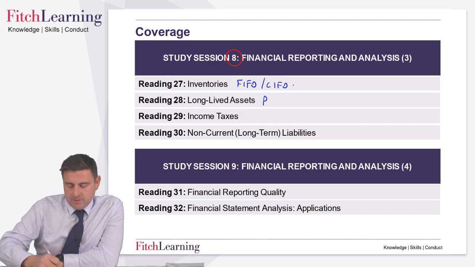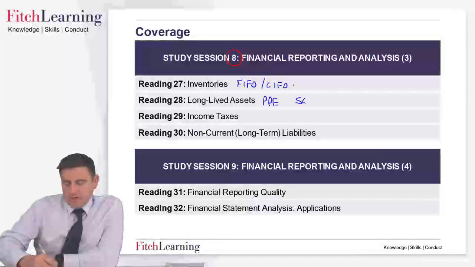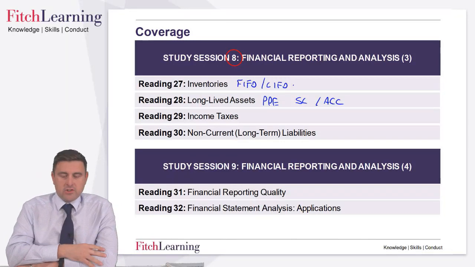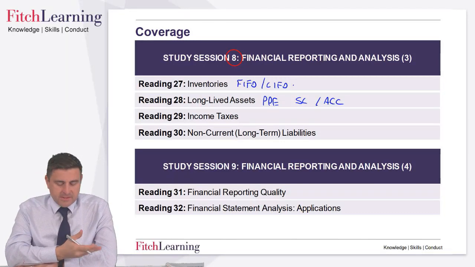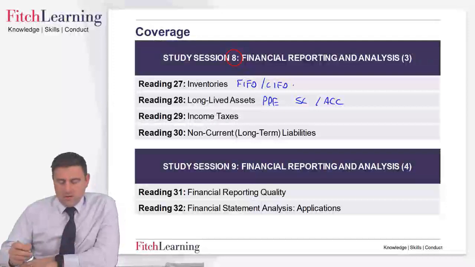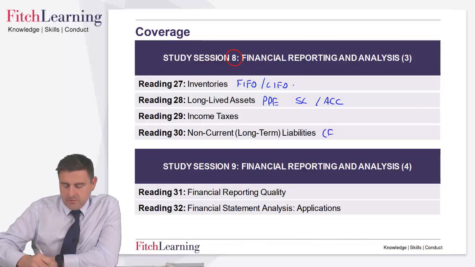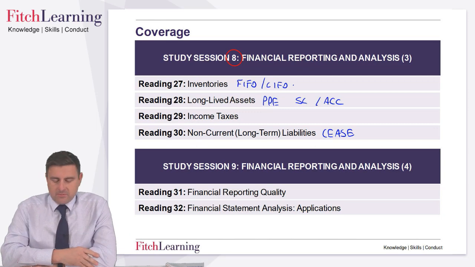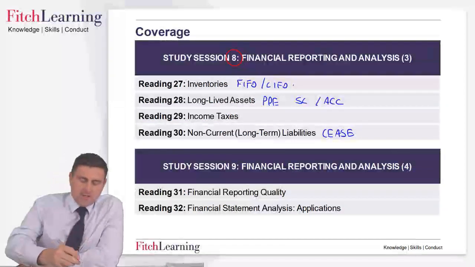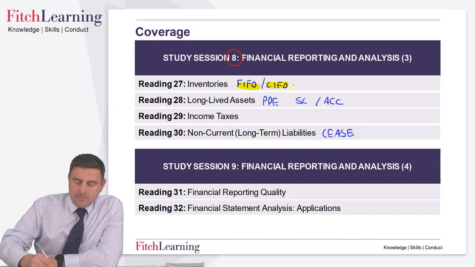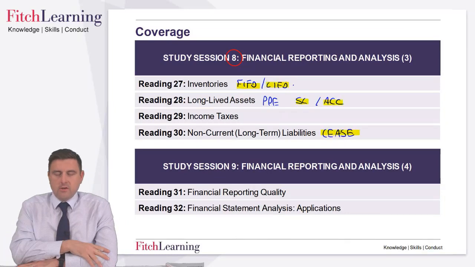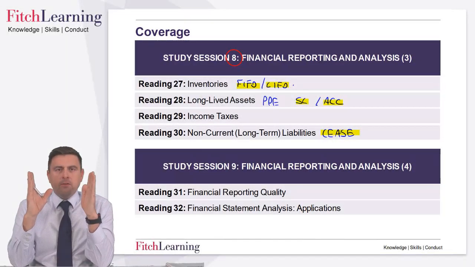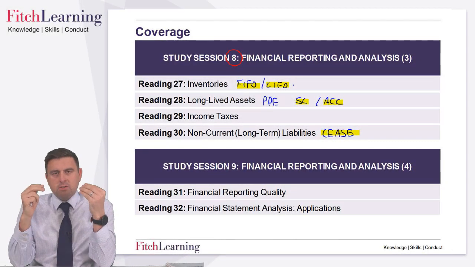Long-lived assets, property, plant and equipment, your straight line versus some form of accelerated depreciation has an implication on ratios X, Y, Z. Then you've got non-current or long-term liabilities. So for example, your choice in lease accounting has an impact on ratios X, Y, Z. So a lot of the ratios, like I said, you'll learn through their application. So a lot of the content we use in the review class is to show key readings, some of the key content in there.